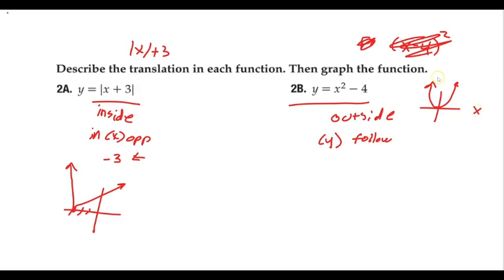Y's go up and down. We're going to go down 4. So a graph, 1, 2, 3, 4. Then you draw a parabola. We're just doing a sketch of what it should look like. That's inside effect. Inside x opposite, outside y follow. That's how I move something up and down.